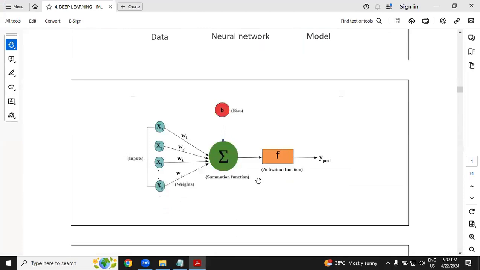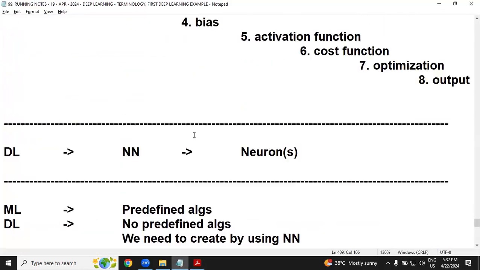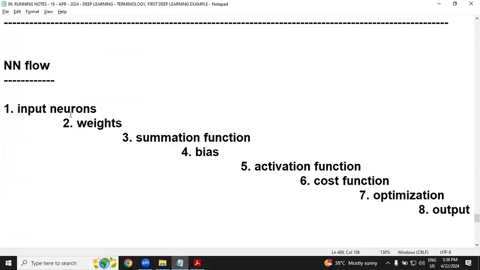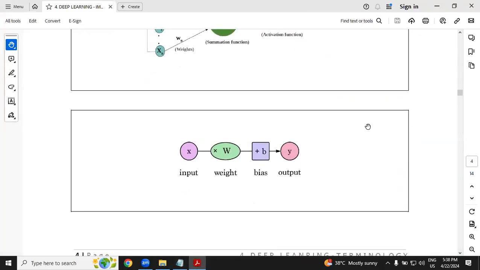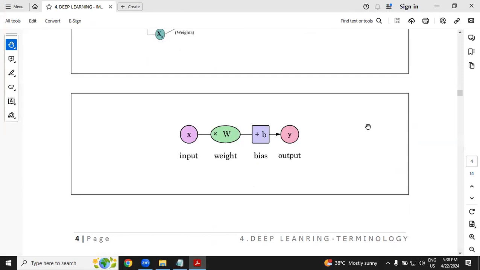Important: inputs, weights, summation, bias, activation function. Read everyone: input neurons, weights, summation, bias, activation function, cost function, optimization function, output. Hope you remember, we already covered this last week. This is a bit important. Inputs are multiplied with weights and summed with bias. Finally, we get an output.